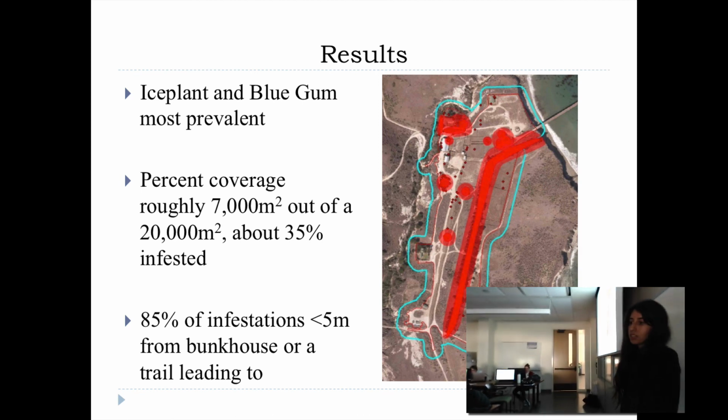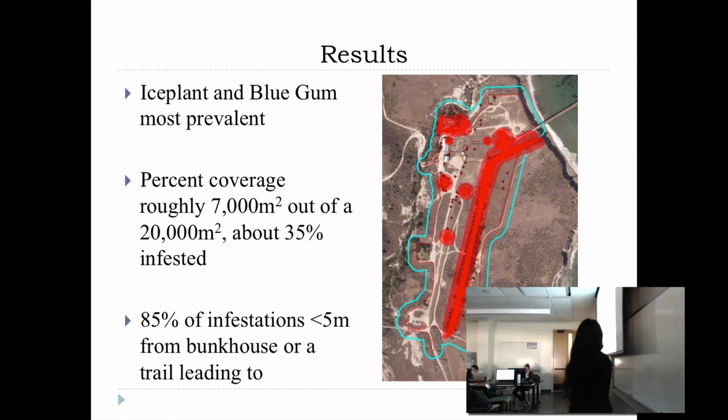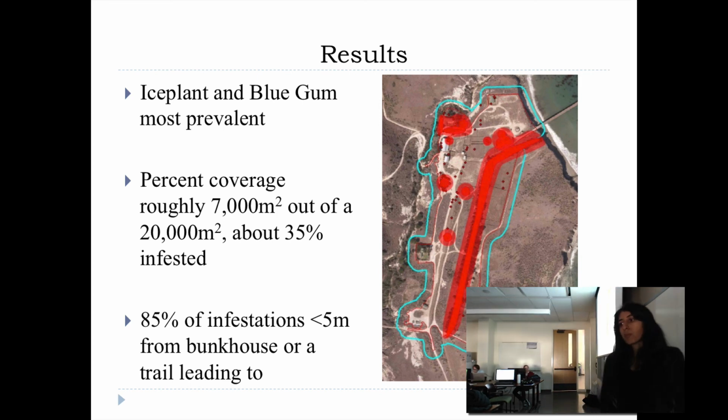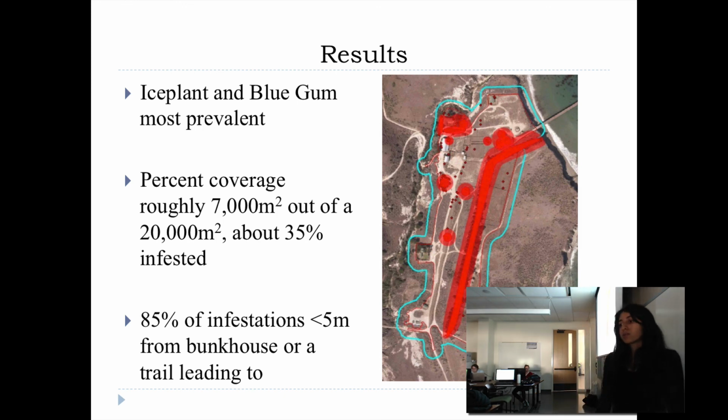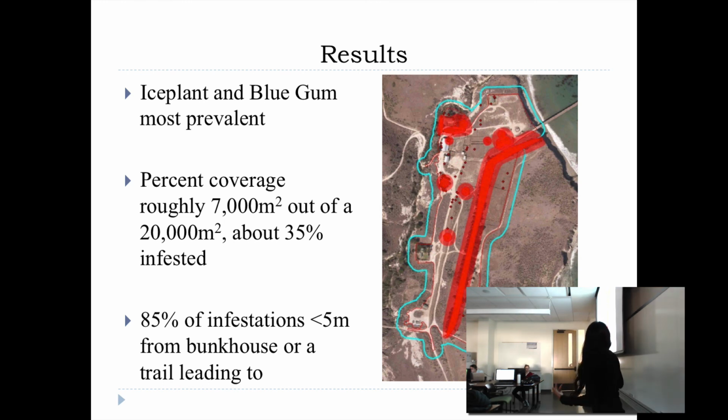So results, pretty much I buffered the points so you could see how big the spread was if it had a big percent spread. Ice plant and blue gum were the most prevalent for this point of entry at least. The percent coverage was roughly 7,000 meters squared out of a 20,000 meters squared area that I sampled for this one. So it's about 35% infested at this point. 85% of the infestations were found within 5 meters from bunkhouses or trails leading to the campground. So it does show that you are seeing it towards those areas for sure. So yeah, that's pretty much it.